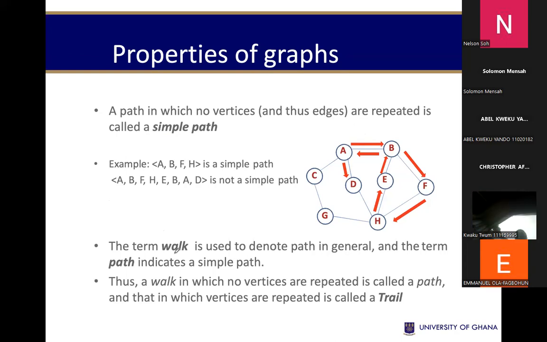A walk is used to denote a path in general, and the term path indicates a simple path. So that's what a walk is. Thus, a walk in which no vertices are repeated is called a path. The case where the vertices are repeated is what we call a trail. So at the end, I can call A, B, F, H.